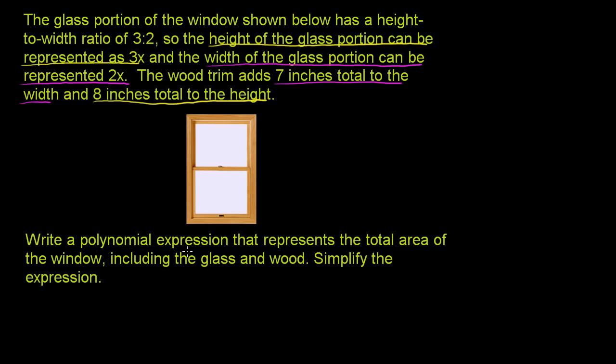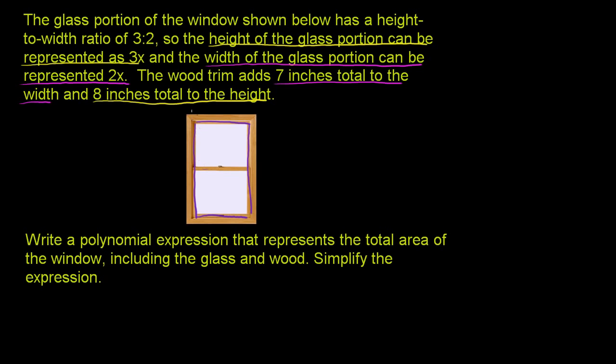Now, what they say is write a polynomial expression that represents the total area of the window, including the glass and wood. Simplify the expression. They're telling us the ratio of 3 to 2 for the glass portion. I think when they're talking about the glass portion, they're talking about this entire portion right here, even though it's not all glass. You have this divider that's not glass, but I think they're including that as the glass portion because they're not giving us any measurements for that.